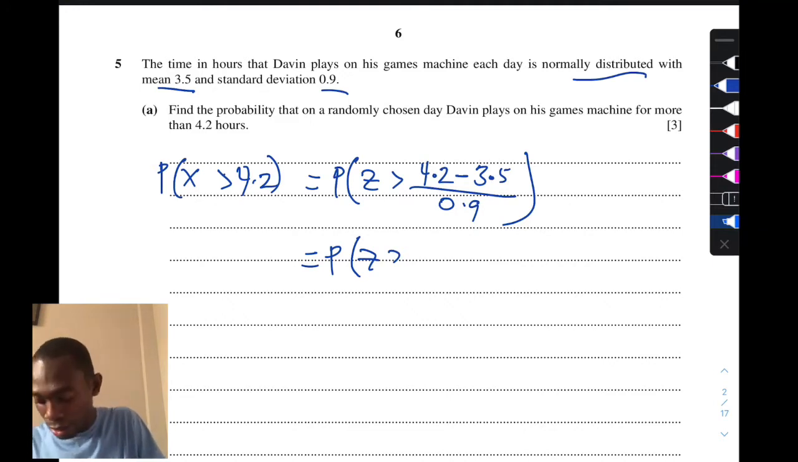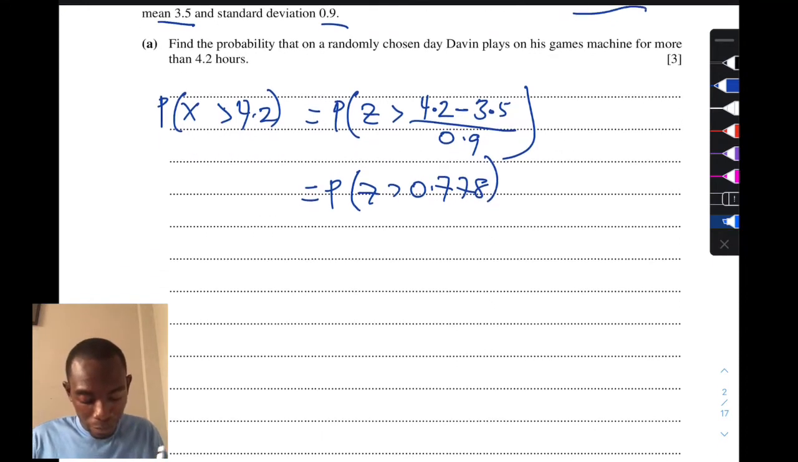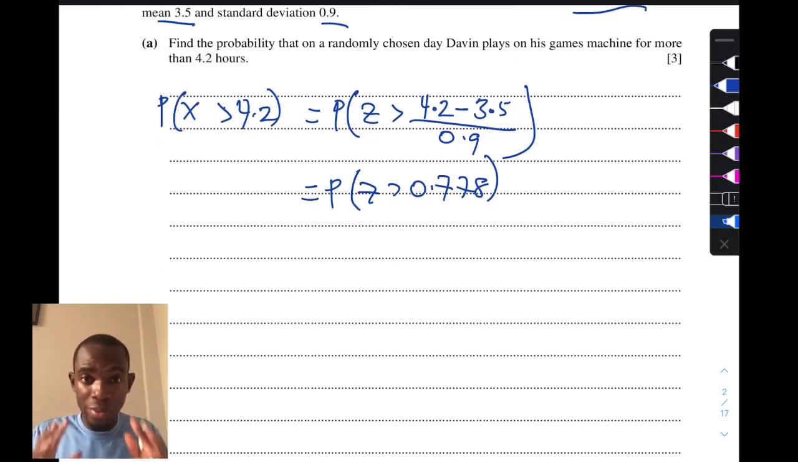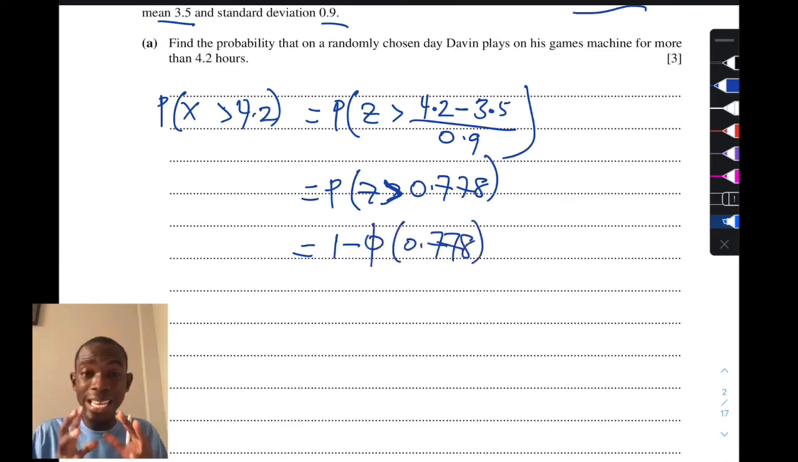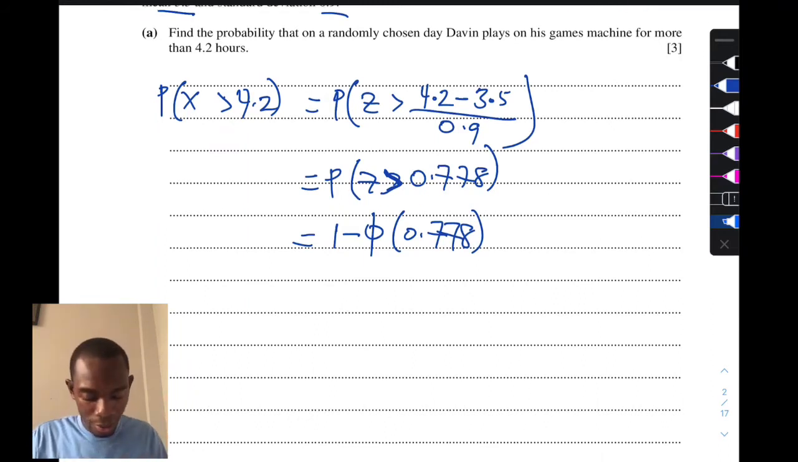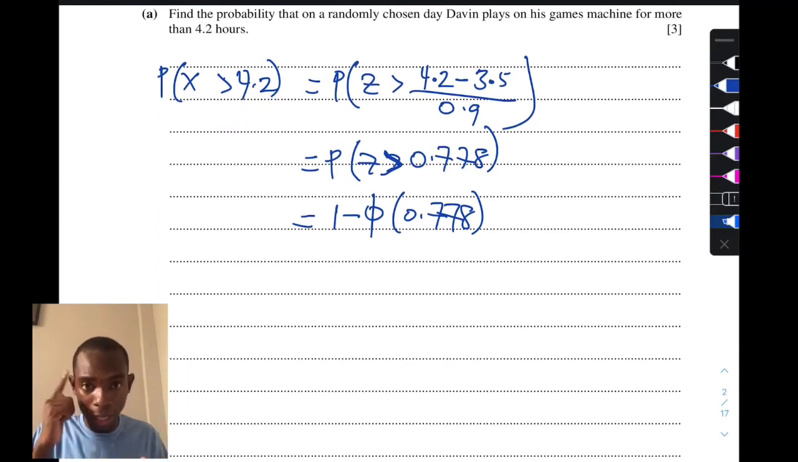4.2 minus 3.5 over 0.9, and that, ladies and gentlemen, gives us 0.778 as a recurring decimal, but it just needs a minimum of 3 decimal places to work. Now I told you that when you have greater than, it's just 1 minus phi of that particular value. So you have 1 minus phi of 0.778. If it's less, I just do phi of that value. But if it's greater than, I always do 1 minus. Keep that in mind.